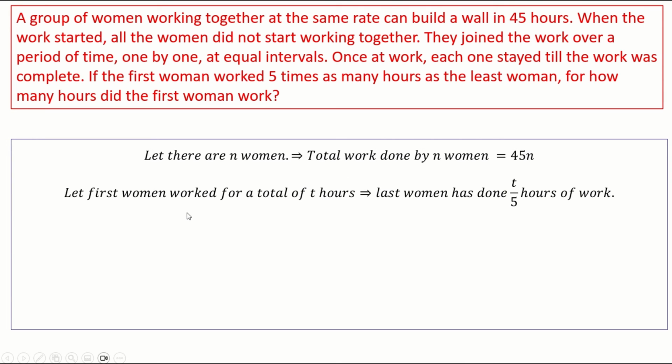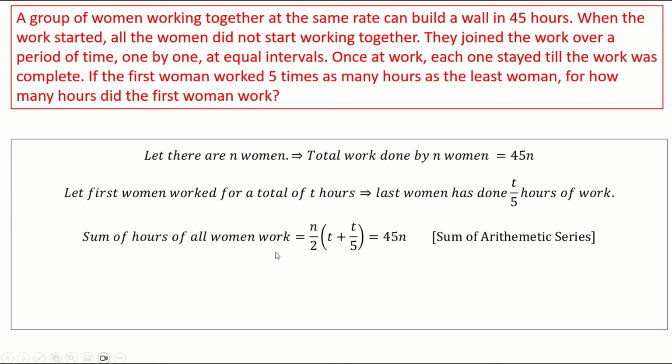Okay. Now let the first woman work for a total of T hours. Okay, the last woman has worked only T by 5, because it's given that the first woman has worked 5 times as many hours as the last woman. Okay. Now, the sum of hours of all women's work is an arithmetic series, right? Sum of an arithmetic series: n by 2 into the first woman's work plus the last woman's work, T plus T by 5, which is equal to 45n. Okay. Now you simplify this, what you get is T plus T by 5 equal to 90. So that is T equal to 75 hours. So T is nothing but the first woman's work, right? So how many hours has the first woman worked? 75 hours. Okay.